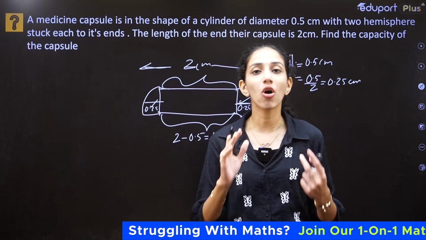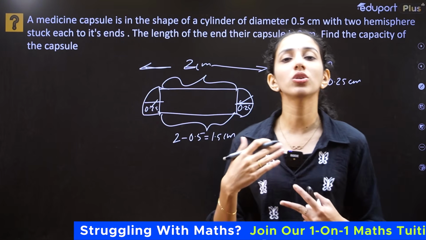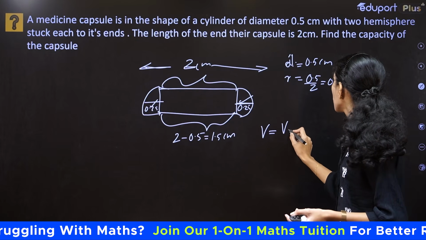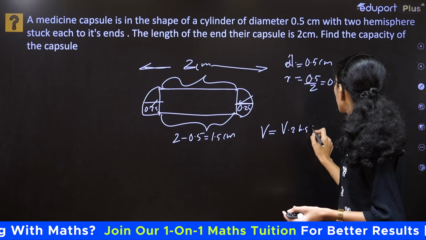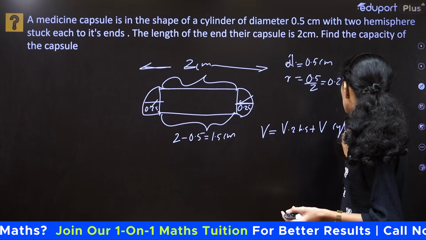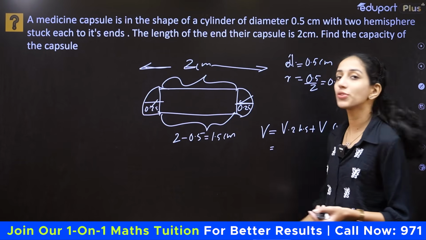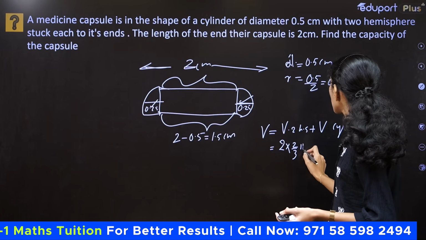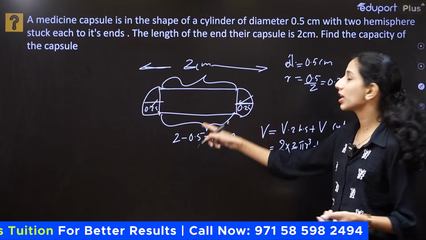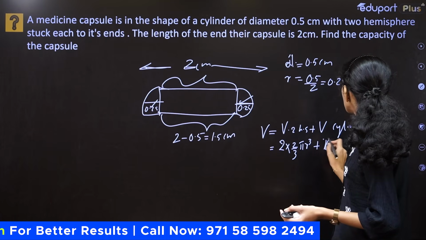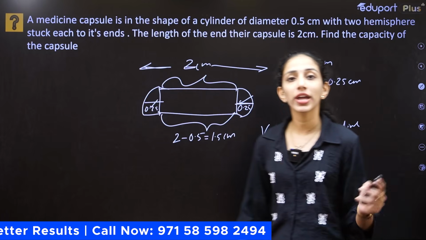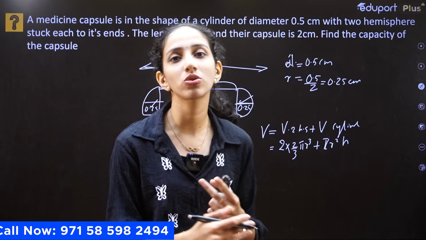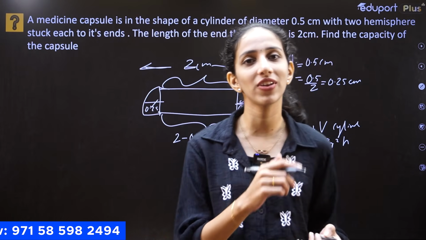So now we have all the values and we can substitute these values in our equation. Total volume is equal to volume of 2 hemispheres plus volume of cylinder. Volume of 2 hemispheres is equal to 2 into 2 by 3 pi r cube plus volume of cylinder is equal to pi into r square h. Now we have the value of radius and the value of height. So just substitute these values in our equation, then we will get the answer.